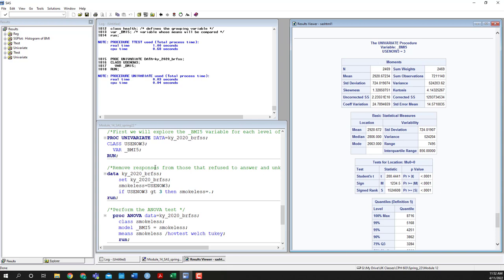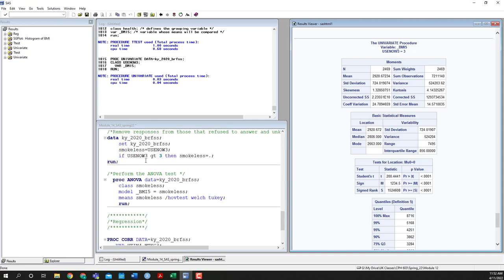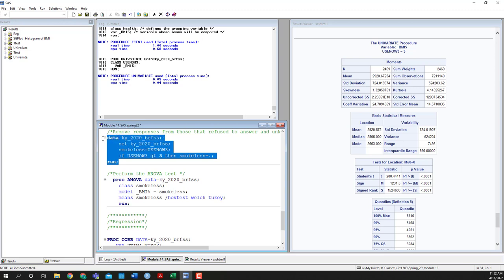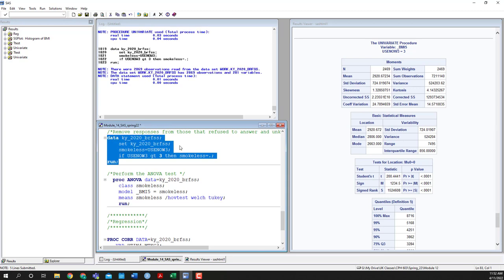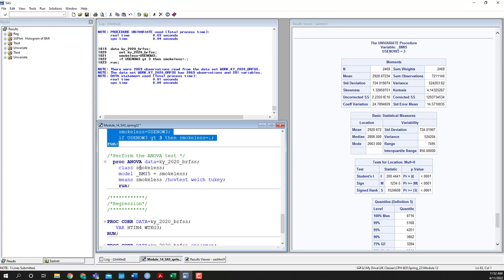So just like we did with the t-test we looked at earlier, we need to remove the don't knows, the not sures, and the refusals, and just have the 3 levels of smokeless tobacco we're interested in. So that's what this line of code is going to do. Very similar to what you've seen before. And now we can perform the ANOVA test.